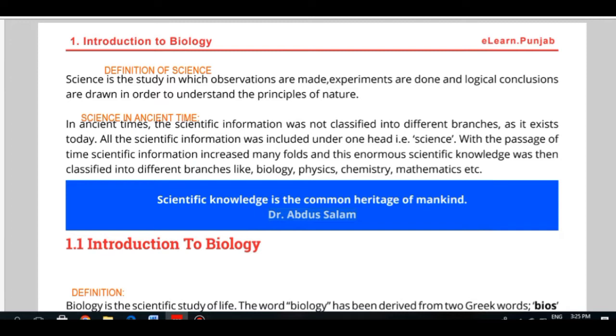Every piece of information, whether physics, chemistry, biology or any other aspect of science, was included under one heading, that was science. With the passage of time, as scientific information increased manifold and enormous scientific knowledge accumulated, it was classified into different branches such as biology, physics, chemistry, mathematics, etc. And here is the box that is also important for MCQs, about Dr. Abdul Salam: scientific knowledge is the common heritage of mankind.